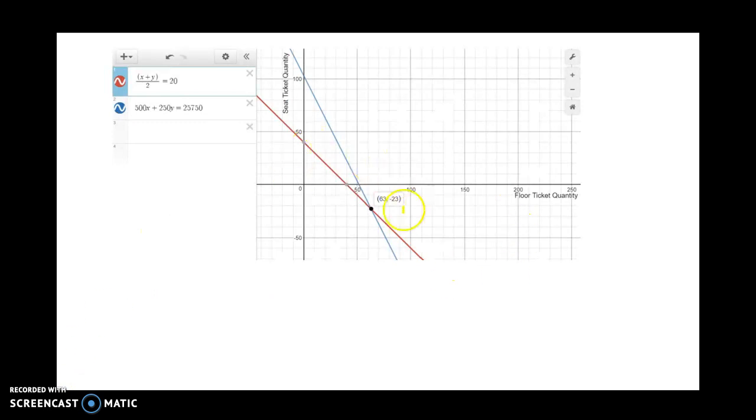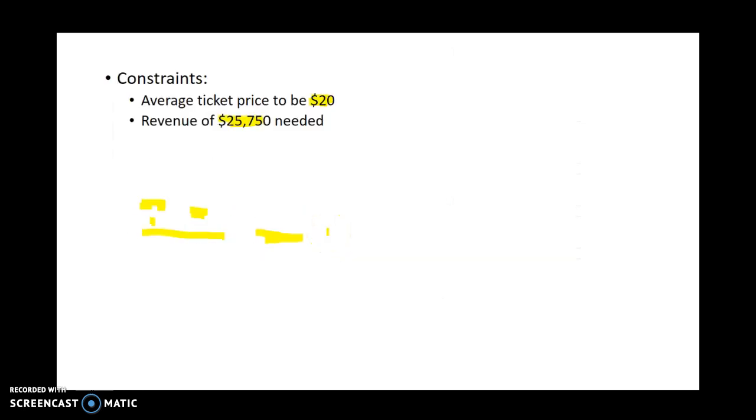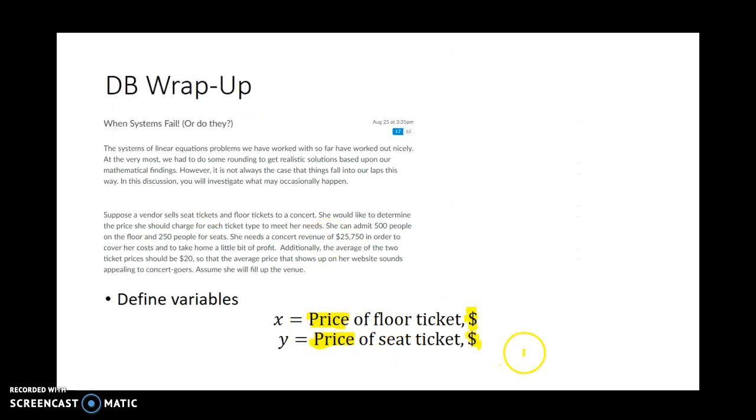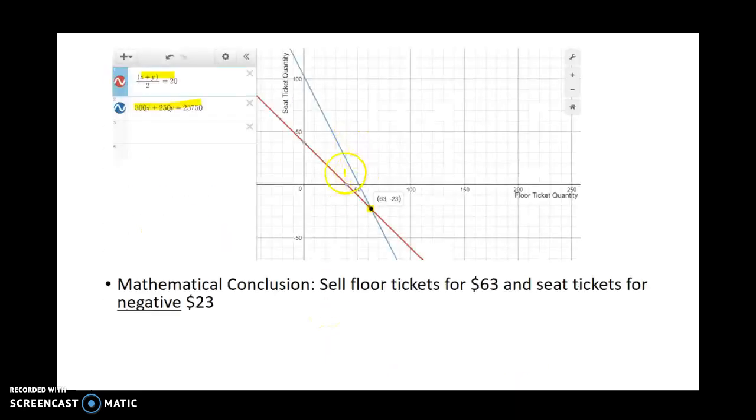You can use Desmos in place of GeoGebra. I think a lot of people did. It's a lot easier. So we enter our two equations in here, and then we see that we get this intersection point right there. Well, that intersection point occurs at x equals 63 and y equals negative 23. Well, I wonder what that means. Because x is the price of the floor ticket and y is the price of the seat ticket, I know that the price of the floor ticket needs to be $63 and the price of a seat ticket needs to be negative $23.